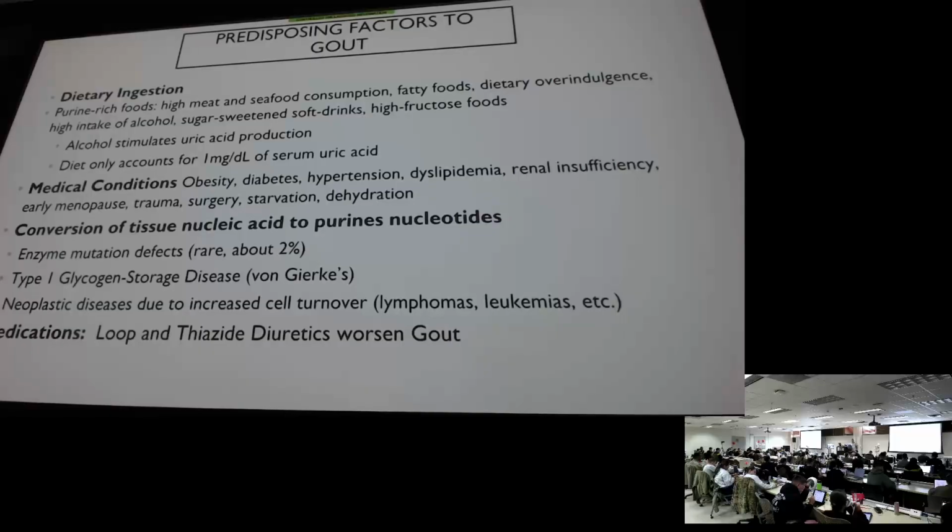I do need you to know the last bullet. Must know, got to know, on every board I've ever taken, it will be there. That loop and thiazide diuretics worsen gout. How do they do that? So loops and thiazides are going to reduce the renal excretion of the uric acid, and the blood's already going to be becoming more concentrated.